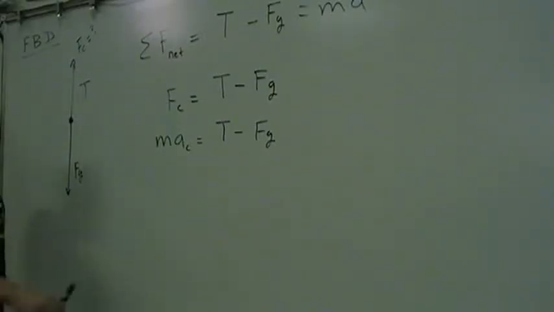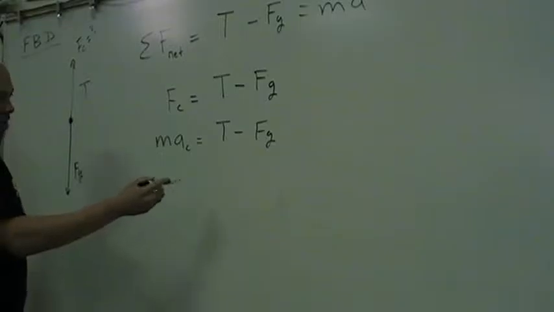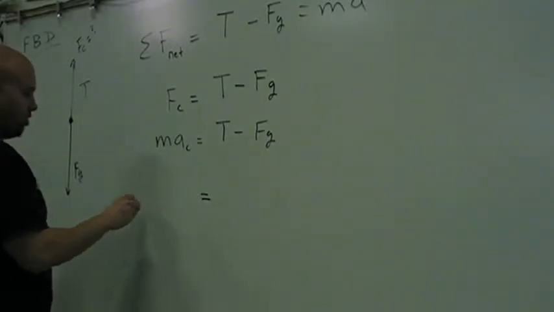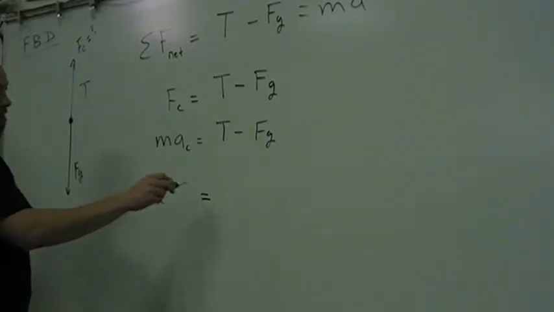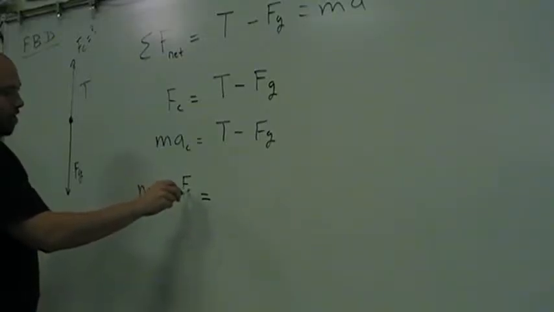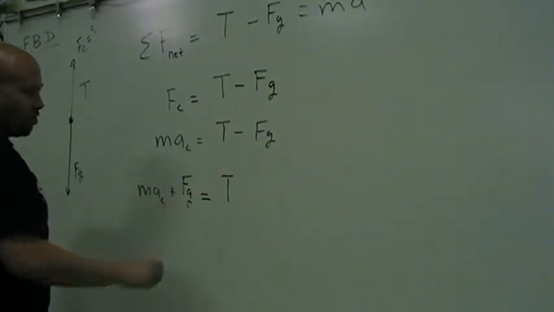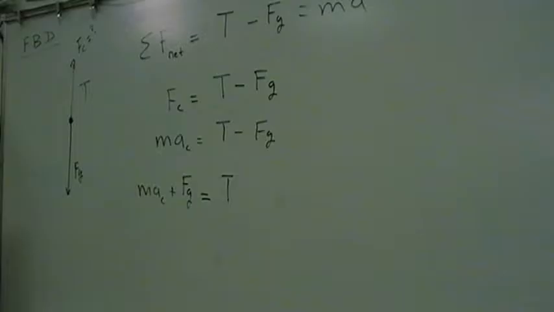So if we wanted to solve for the tension at the bottom, we say that it is equal to MAC plus Fg equals the tension. And why would that be at the bottom? How do you know that would be at the bottom? Because we started off with saying this is at the bottom.